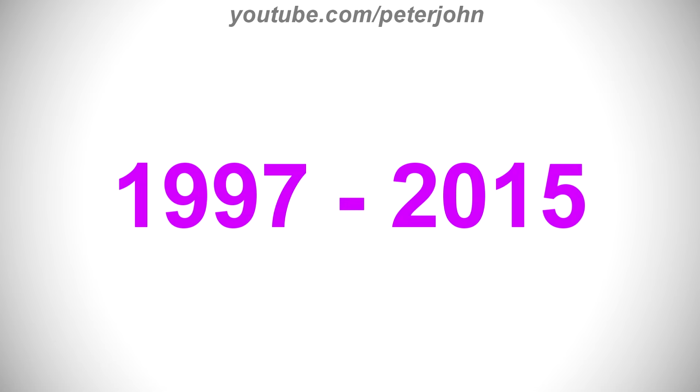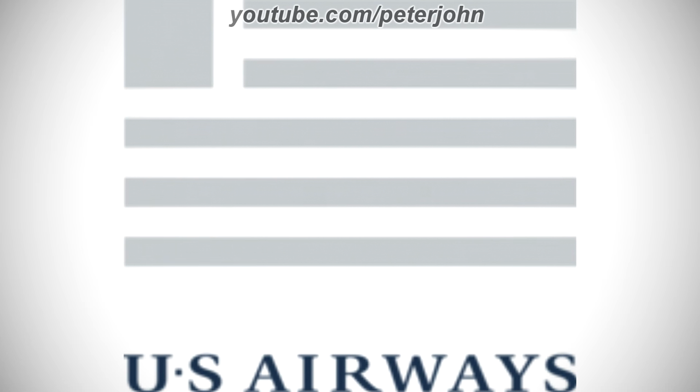1997 to 2015, they changed its name to U.S. Airways. There is a gray square, and on the bottom right of it there are 5 gray rectangles, all of this representing a U.S. flag, and under these shapes there are the words U.S. and Airways in dark blue text.